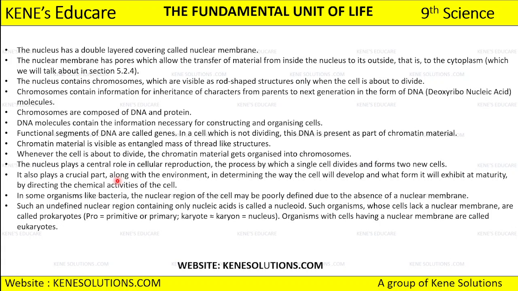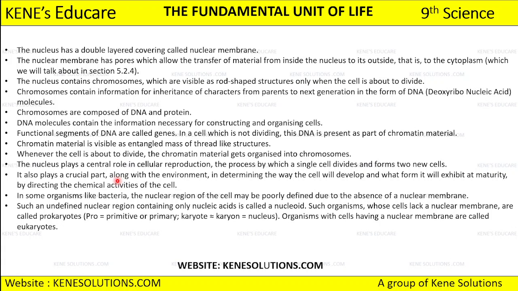So कुछ organisms जैसे कि बैक्टीरिया हो गए, ओके, बैक्टीरियाज में the nuclear region of the cell वो poorly defined होता है. Why is it so? Because it is not having a nuclear membrane. Why is the nuclear region poorly defined? Because of the absence of the nuclear membrane. And when we are having such an undefined nuclear region which is only having nucleic acid, means DNA and RNA, we call it as nucleoid.